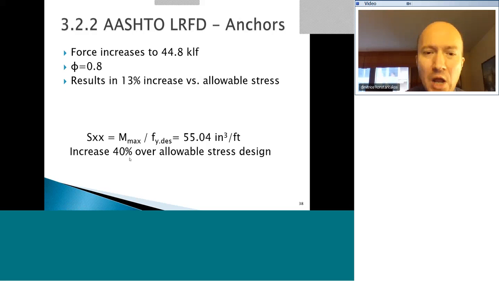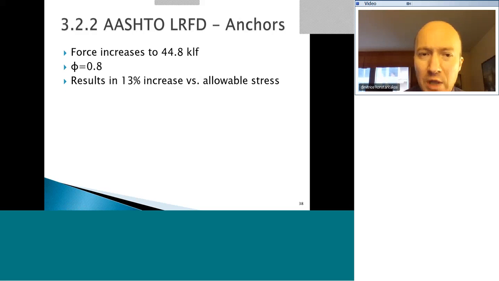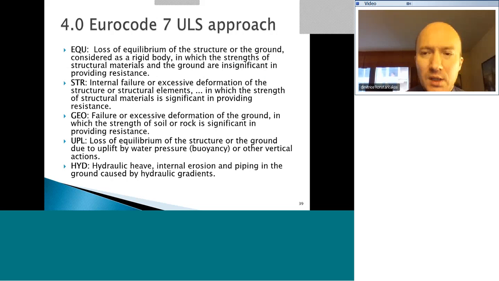Looking at the ground anchor, if we did the same thing, there's just a 13% increase versus allowable stress on the required steel. So here in the support reactions, the difference is smaller. Now let's actually start the same example and look at it with ultimate limit state approaches like Eurocode.